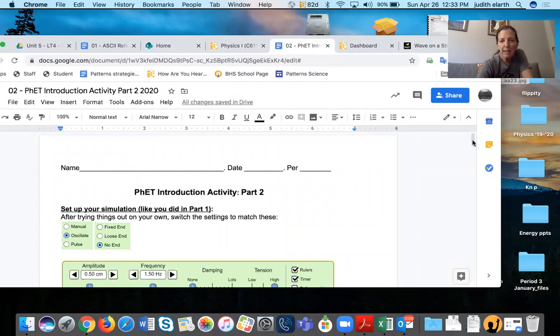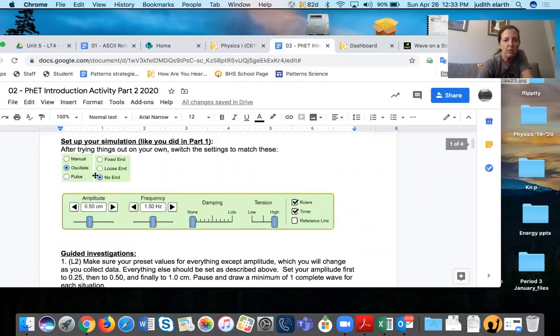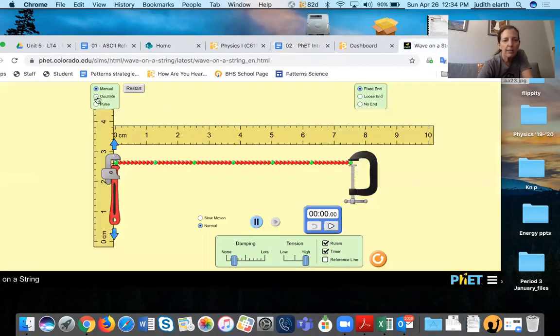And what I mean by that is all this stuff. We're going to do oscillate, no end. Here's an amplitude of 0.5, a frequency of 1.5, no damping, high tension, rulers and timers. So I'm going to take a second and do that. I'm going to do oscillate.